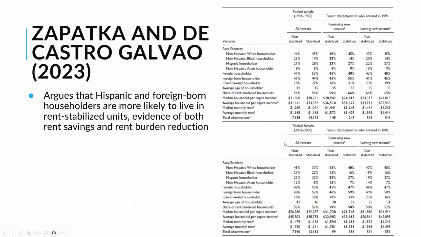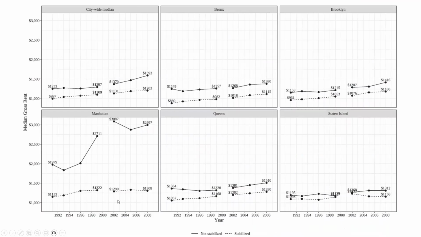And then a different angle is looking at, what are renters gaining? And that's what Zapatka and De Castro Galvao, apologies for butchering that, looked at. And they argued that Hispanic and foreign-born householders are more likely to live in rent-stabilized units. And there is significant evidence for both rent savings and rent burden reduction. And here we have the descriptive statistics. I'm not going to pause here and read over them. You can see that rent controlled units are generally cheaper.